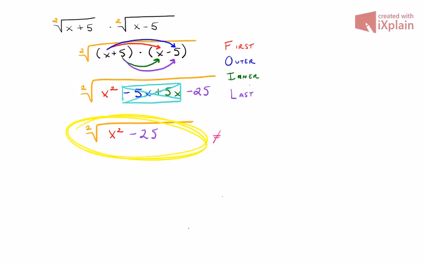We cannot say that the square root of x squared minus 25 is the same thing as the square root of x squared minus the square root of 25. We cannot break things into individual terms. Or, I'm sorry, we cannot give each individual term its own root. This is essentially messing with the number.